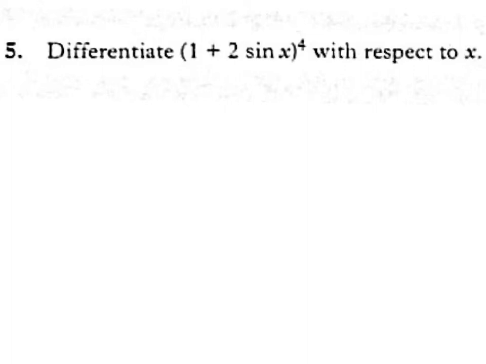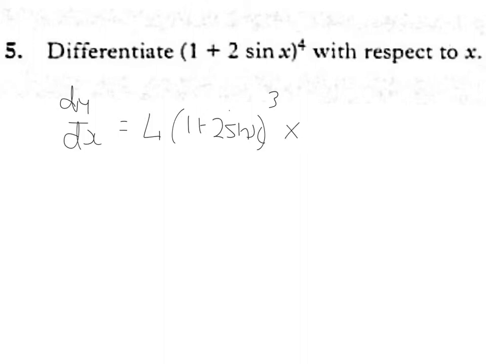Section 9, question 6. Differentiate 1 plus 2 sine x all to the power 4 with respect to x. This is a chain rule question. So a chain rule question is, generally speaking, that you differentiate the bracket and multiply by the derivative that was inside the bracket. So a bracket to the power 4 becomes 4 lots of the bracket to the power 3. So that's 4 bracket 1 plus 2 sine x all cubed, multiplied by the derivative that was inside the bracket. Well, 1 goes, that differentiates to give nothing, and 2 sine x differentiates to 2 cos x.